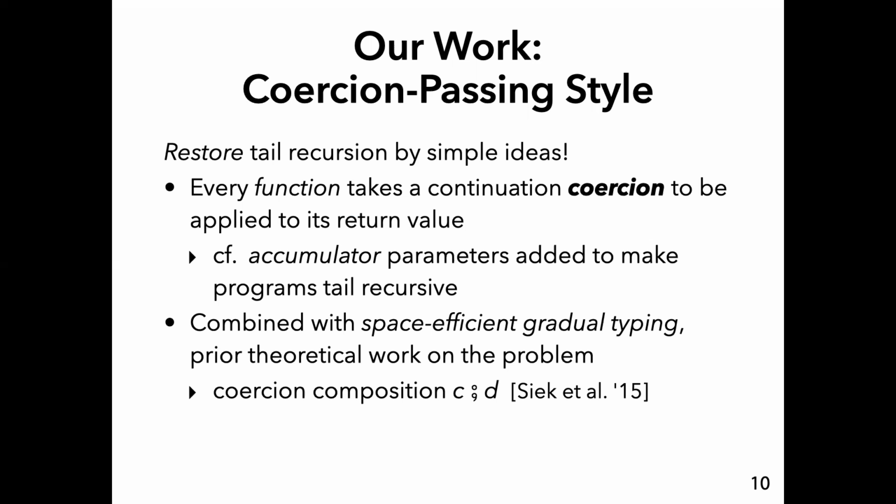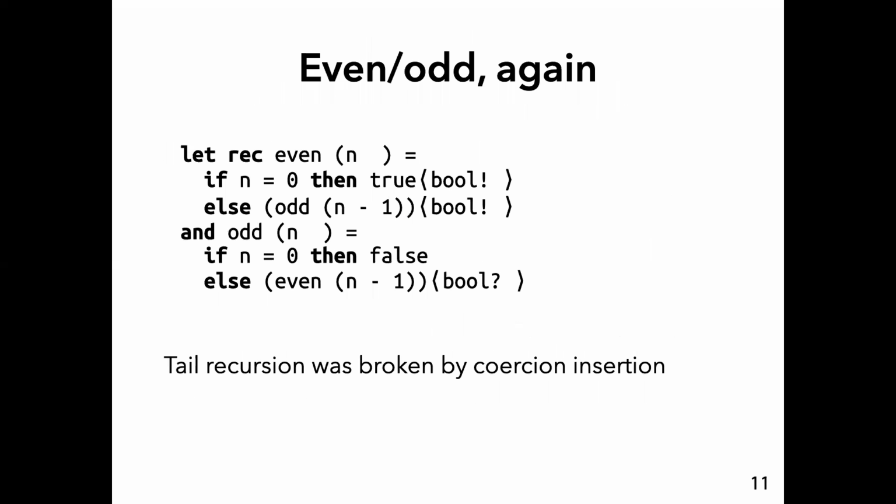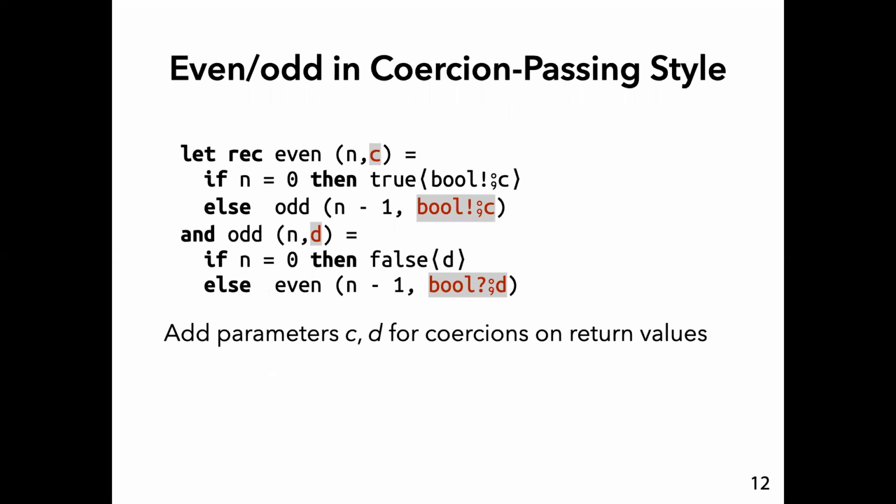I will explain key ideas of Coercion-Passing Style by using the even-odd program. As I have already said, this tail recursion was broken by coercion insertion. If we rewrite this program in Coercion-Passing Style, we'll get this program. Even-odd functions take an additional coercion parameter, C or D, that will eventually be applied to the return values of functions.